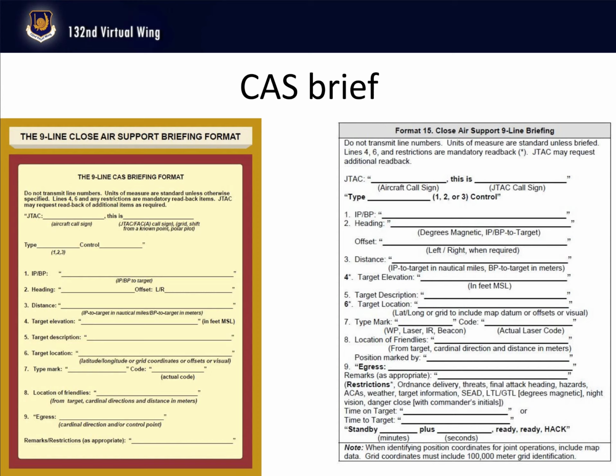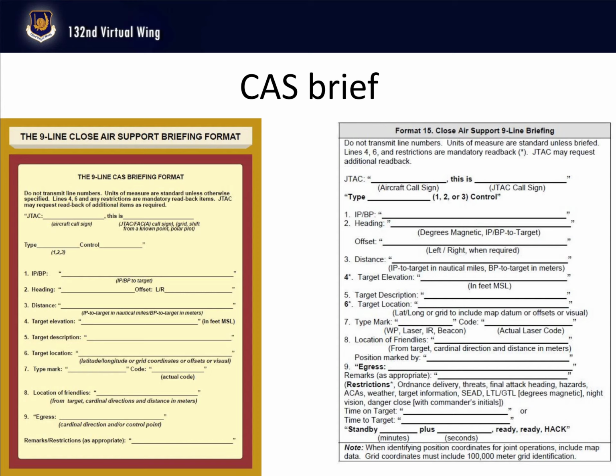Once you say you copy, IP, lines 1, 2, it will be 9 line as follows: lines 1, 2, 3, NA, not applicable. Elevation 300 feet. Target description, main battle tank. Target location, northings 1, 2, 3, 4, 5. Eastings 1, 2, 3, 4, 5. No mark, which means I don't have a mark for you for this attack. Friendlies east 500 meters. Egress west and back to IP. This is basically how it sounds up until the end of the 9 line.